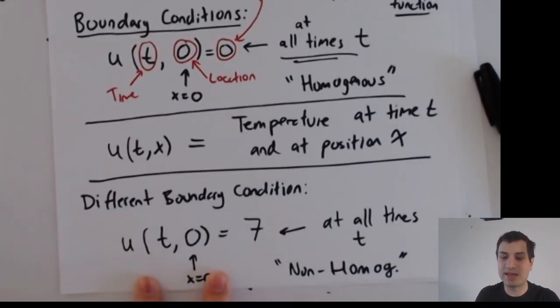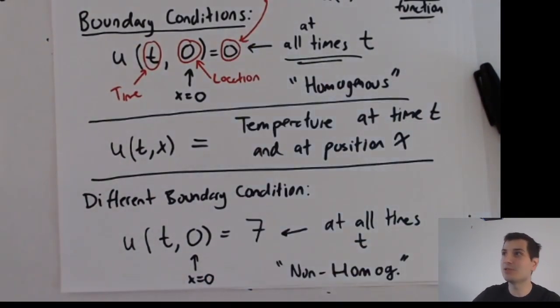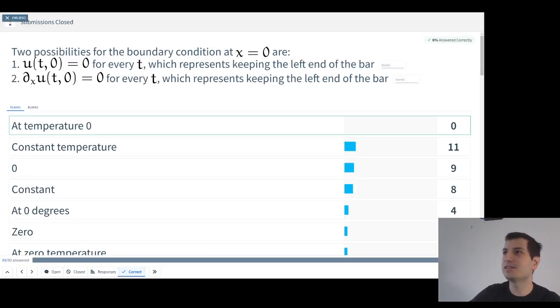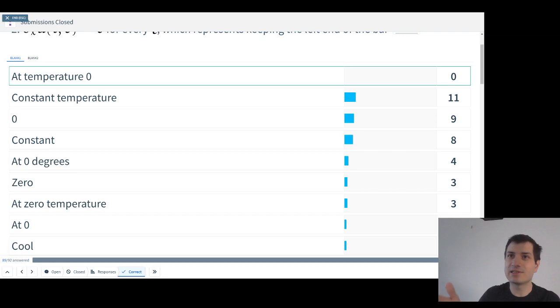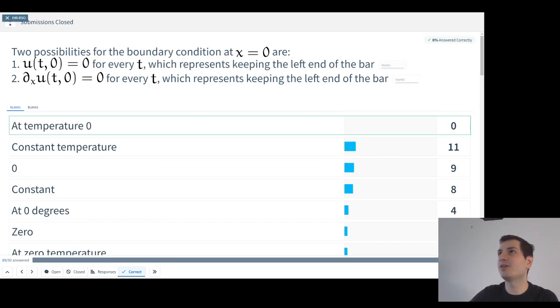And then we're going to do these ones next time. But you can put any constant you want. So people who wrote in the chat, who wrote constant temperature, you can do a constant temperature boundary condition that is not 0, but the one I gave here in option 1, u(t, 0) equals 0 for every t, represents keeping it at temperature 0. Okay, that was number 1.